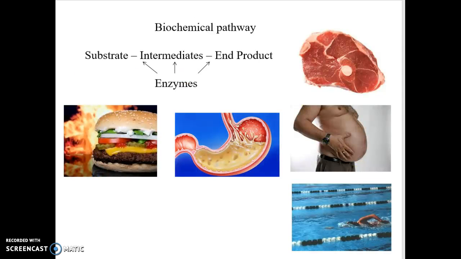Okay, so when we look at pathways, the metabolism pathway or any other pathway, they all follow a general pattern. Substrate is what goes in, intermediates are the products that are formed in between, and then the end product is what we get at the end of the pathway. And enzymes play a role in converting the substrate into the various intermediates. So the little example here, the visual example, eat that hamburger.